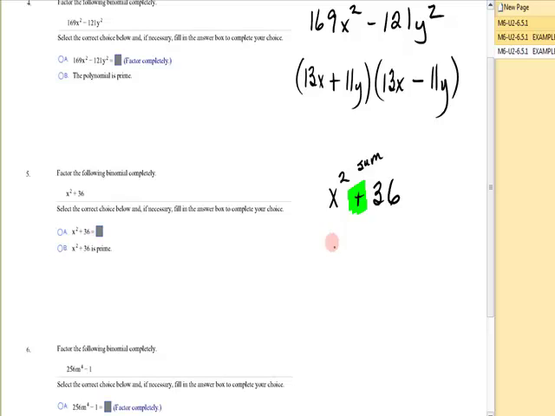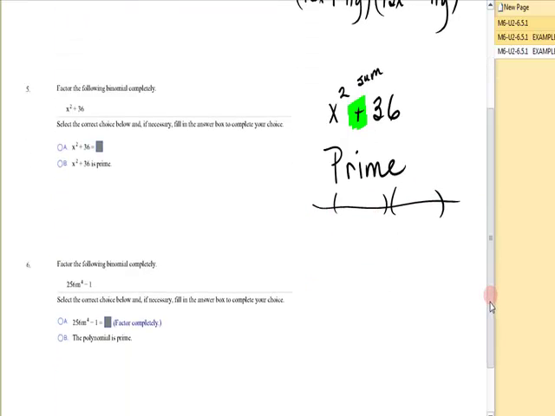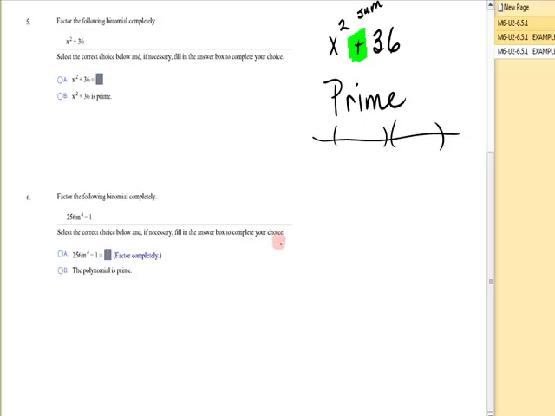The sum of squares is always prime. You can sit there and play and practice with it, all different kinds of factors. You will never get two factors that are real numbers that will multiply together to give you that. Okay, so now number 6 is kind of especially challenging. It is 256 m to the 4th minus 1.